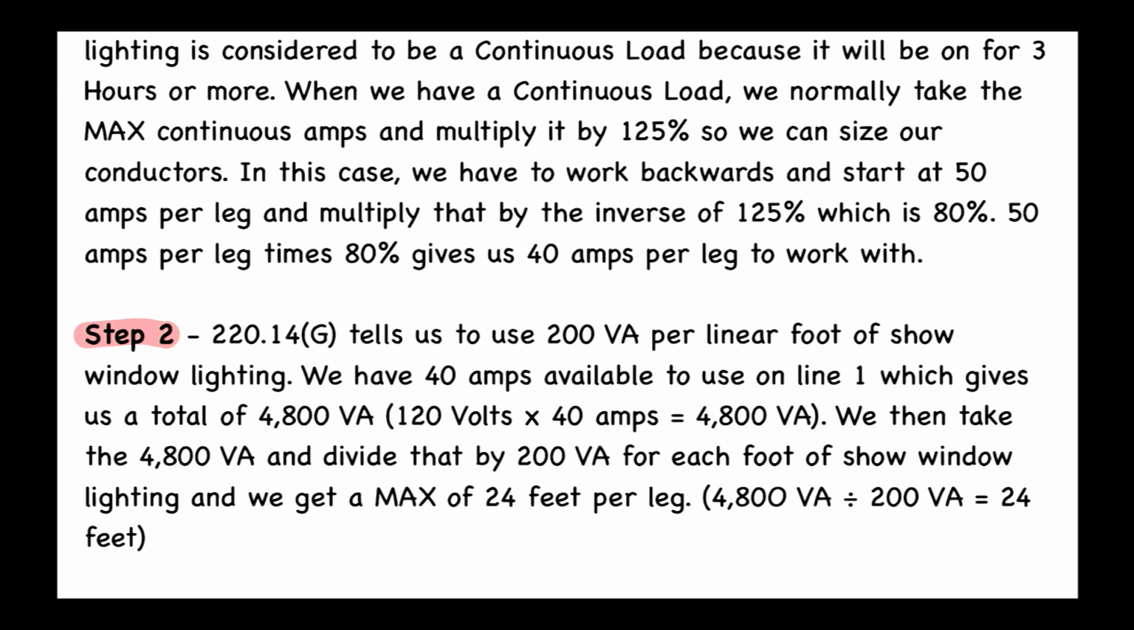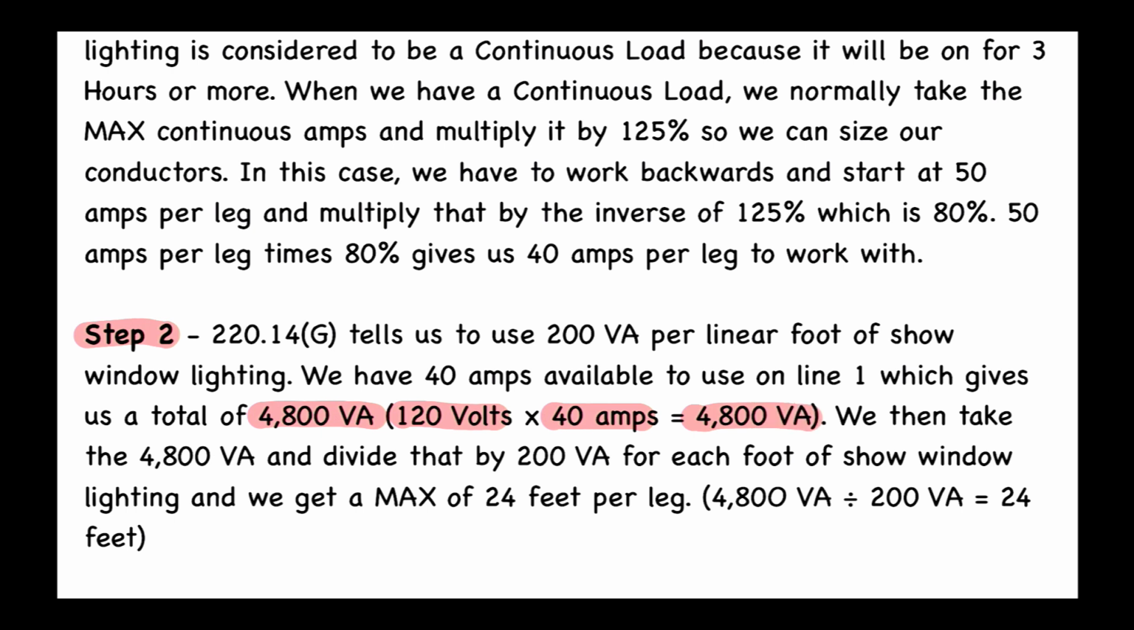So 220.14G tells us to use 200 VA per linear feet of show window lighting. We have 40 amps available to use on line 1, or leg A, which gives us a total of 4,800 VA, and we got that by 120 volts times the 40 amps, and again, that's 4,800 VA.